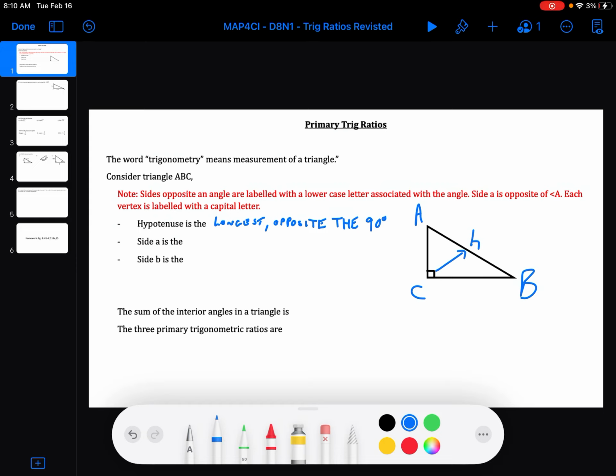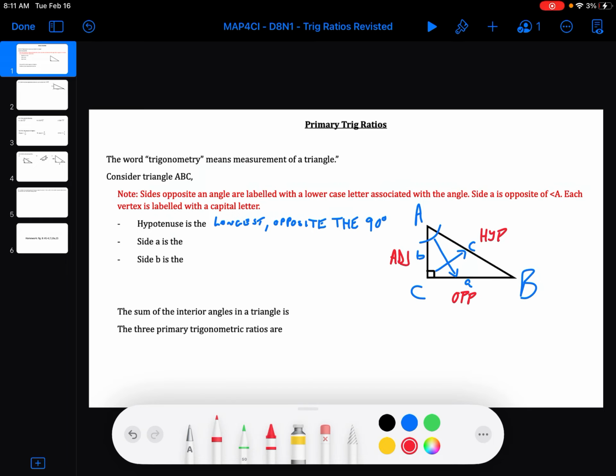Now, A is always across from angle A. So side A is always across from angle A. But in this case, side A, so I'm going to label it A, is our opposite. Okay, side C, I'm going to just change the colors here. Side C is our hypotenuse, we've already said that. And side B is our adjacent, because we're dealing with angle A.